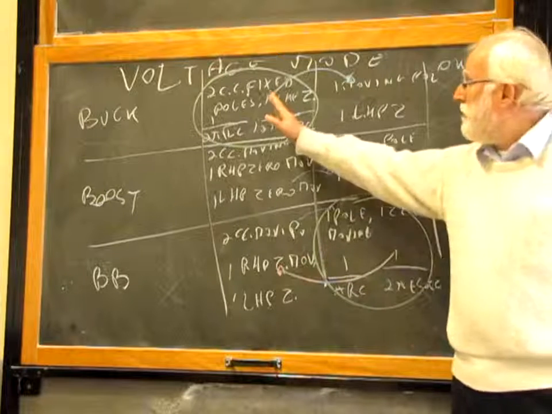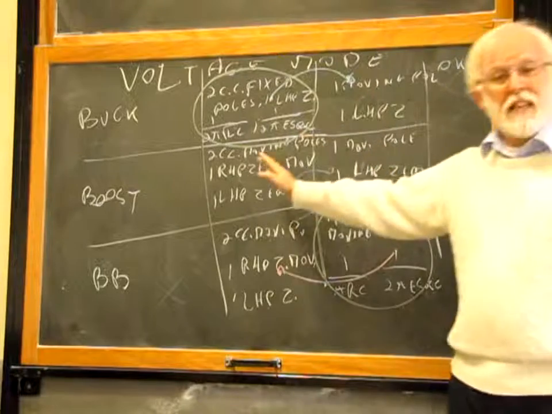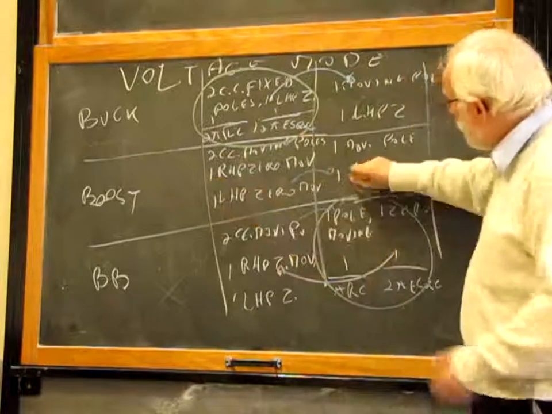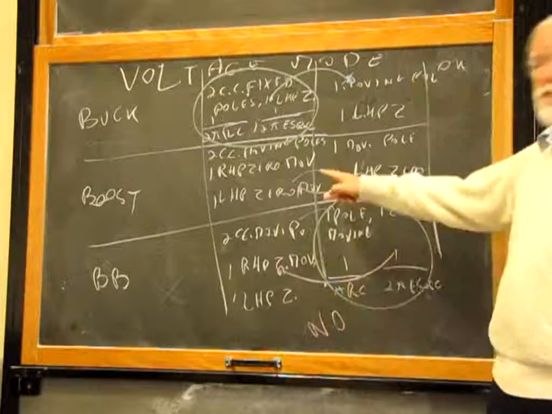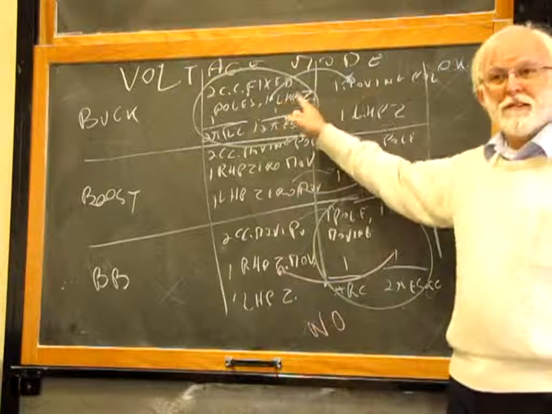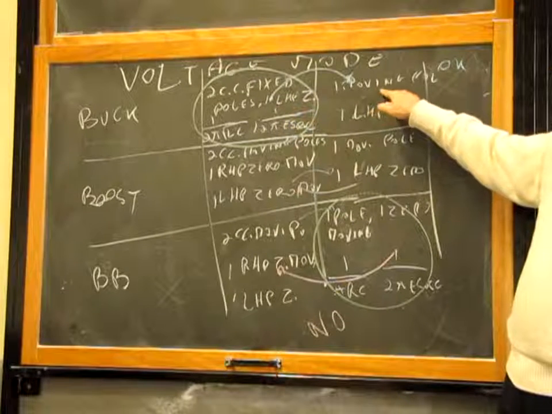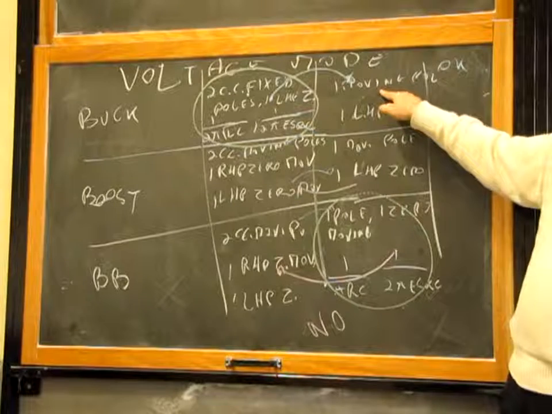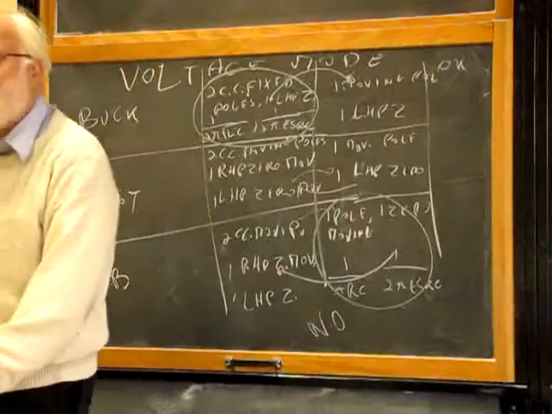So going from CCM to DCM, you lose performance. Going from DCM to CCM, you lose stability. And if you go from here to here, you know what happens, but nobody designs a buck converter to work in DCM. It's basically useless. Okay, so far so good.